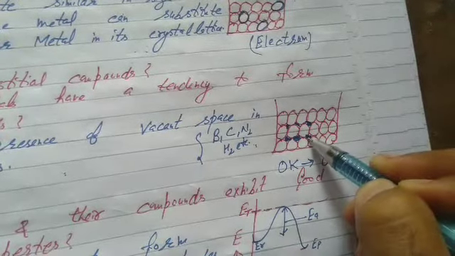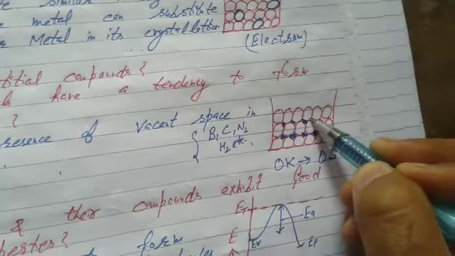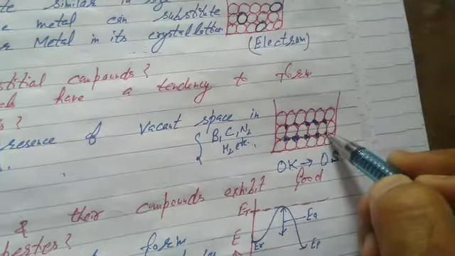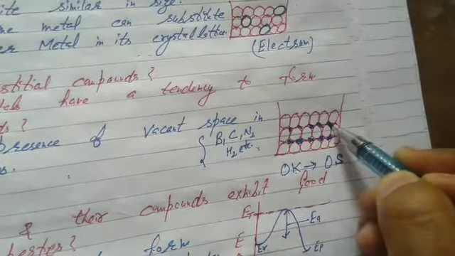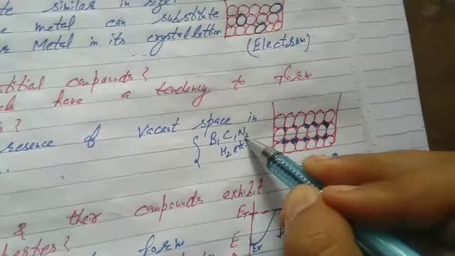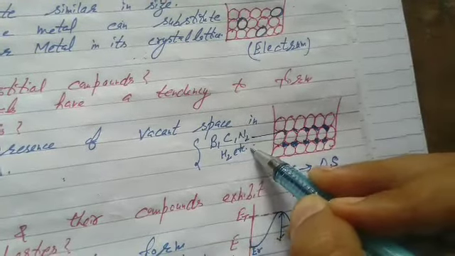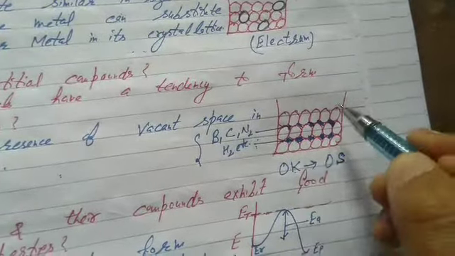Why do transition metals have a tendency to form interstitial compounds? What are interstitial compounds? Compounds formed when small non-metallic atoms are introduced inside the interstitial sites of the crystal lattice of metals. Small non-metallic atoms, like boron, carbon, nitrogen, hydrogen, oxygen, etc. Now this is called an interstitial compound.